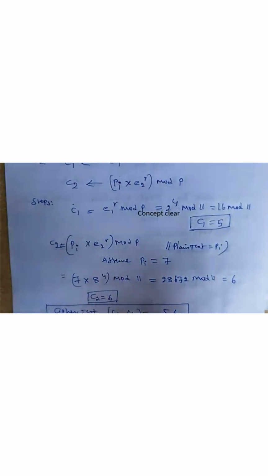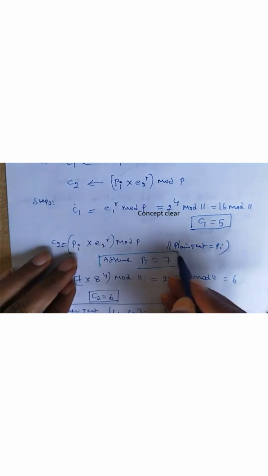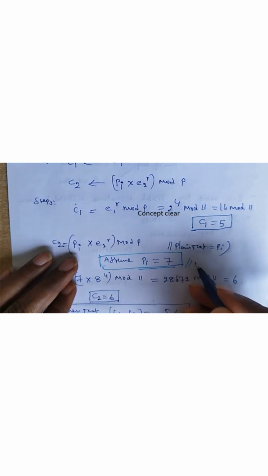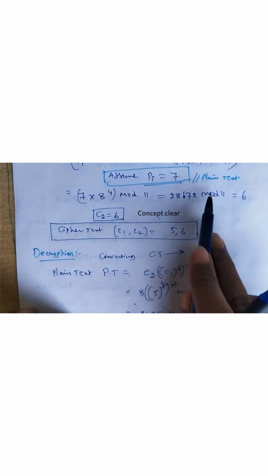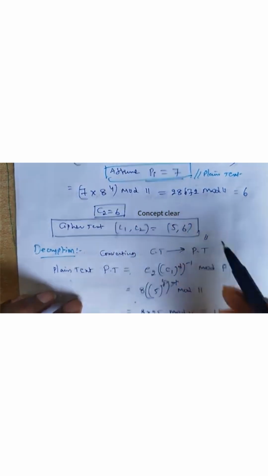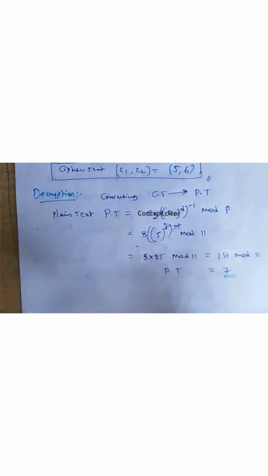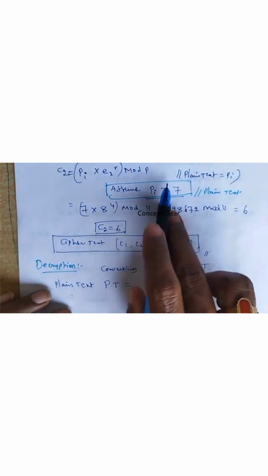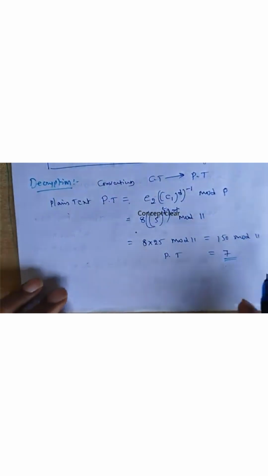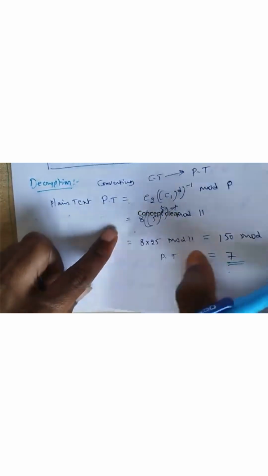So what is the plain text here? 7. What was the plain text we assumed earlier? We assumed the plain text is 7. That plain text 7 is encrypted as 5 comma 6, and after decryption we also got 7. So this is the ElGamal algorithm. The plain text we assumed was 7; after encryption it is converted to 5 comma 6, and again the plain text is converted back to 7. So this is the ElGamal cryptography algorithm.